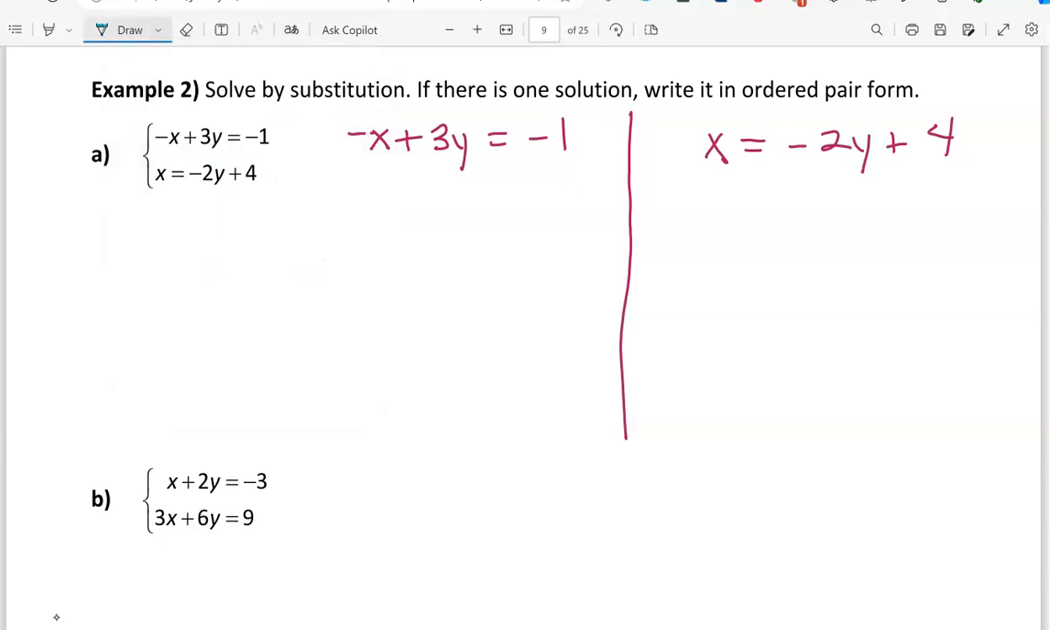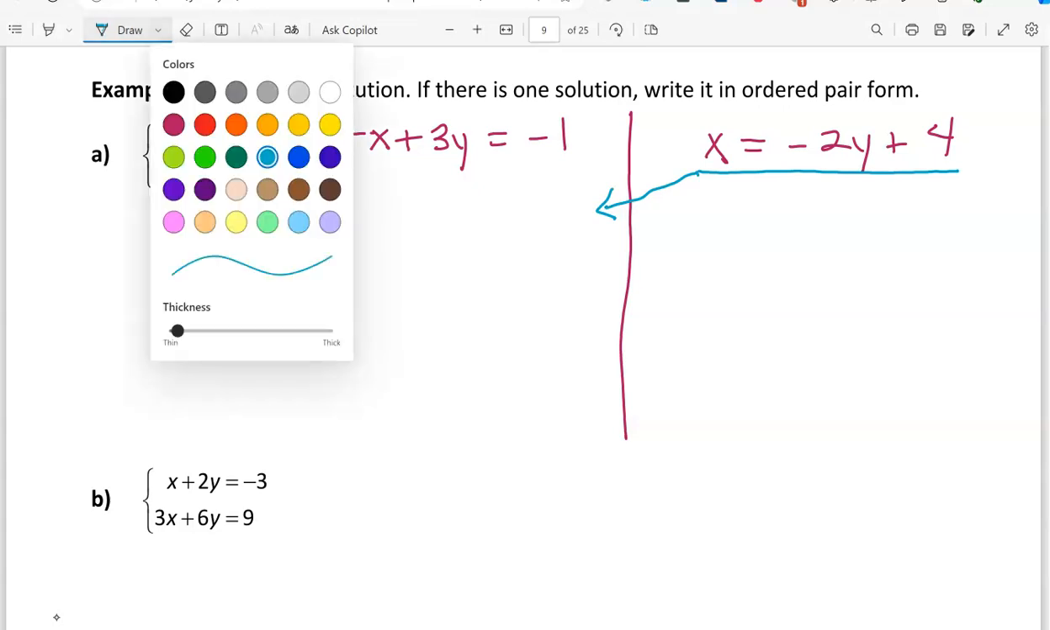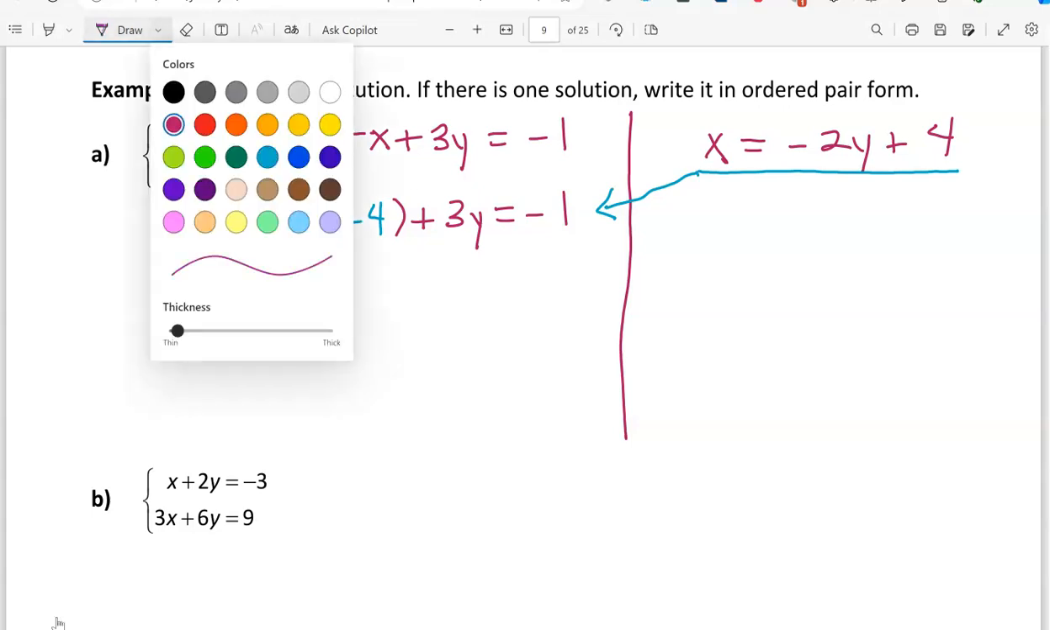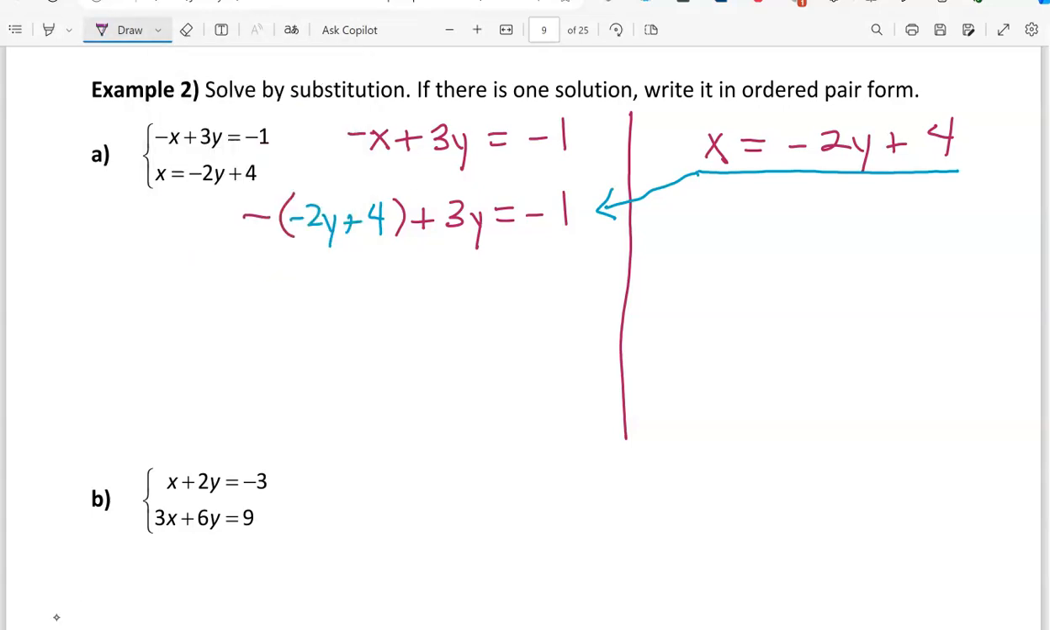If you look at the second equation here, this is already solved for x, so I'm simply going to take this equation and replace the x in the first equation with that expression. So the opposite of the x value plus 3y is equal to negative 1, and the x value is negative 2y plus 4. You notice what happened. Now we only have the variable y in the equation.